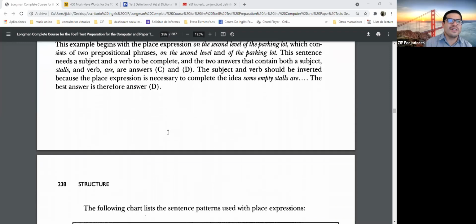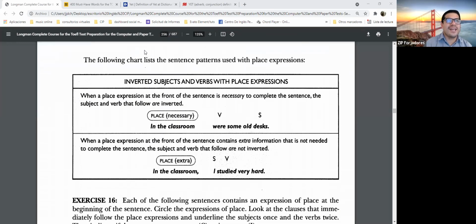Remember, we are going to invert subject and verbs after place expressions at the beginning of the sentence. So invert the subject and verb when a place expression at the front of the sentence is necessary to complete the sentence. The subject and verb that follow are inverted. In the classroom were some old desks. This is necessary to know where these old desks are. It's a must to know where these old desks are.